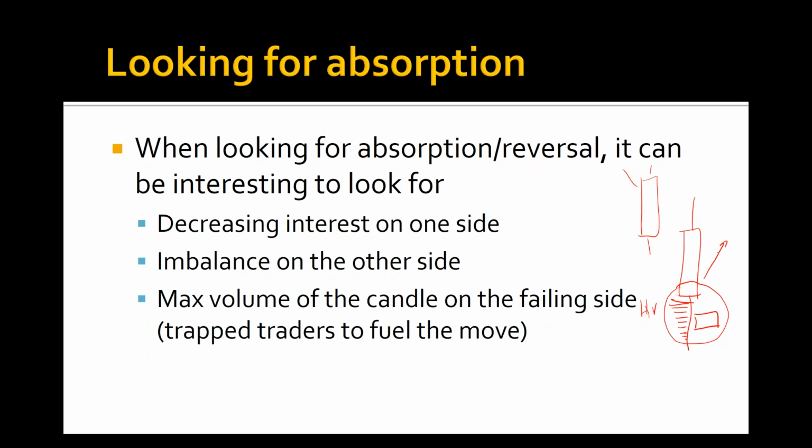So this is one kind of setup that we can try to look for, because the premises do make sense. See, decreasing selling volume, a big imbalance on the other side, and some kind of volume cluster where people are going to get stopped out and will propel the move on the other side.